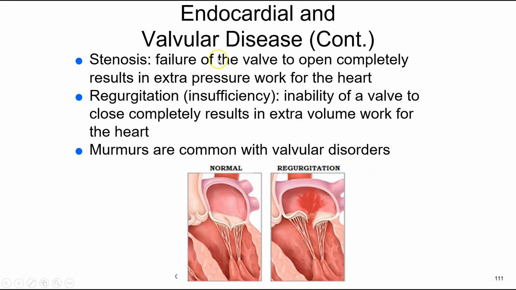Stenosis means the failure of the valve to open completely, and that does mean the heart has to work harder to move blood forward. It also means regurgitation is going to occur, which also results in extra work for the heart. And what happens when you work a muscle more? What happens to that muscle? It's going to hypertrophy, and then you're going to end up with cardiomegaly. So murmurs can commonly be found if there is a valvular disorder.